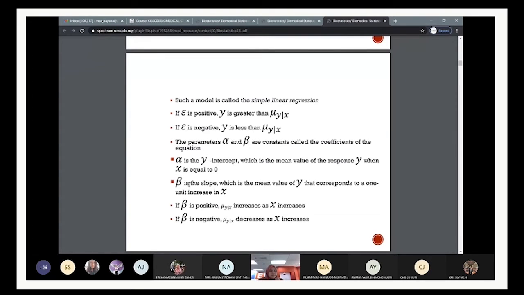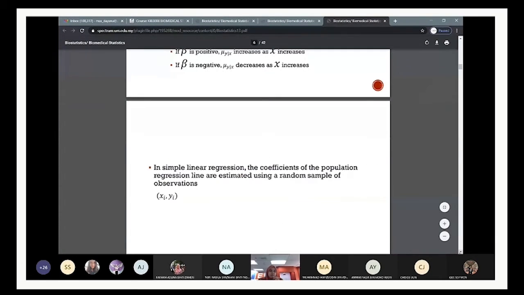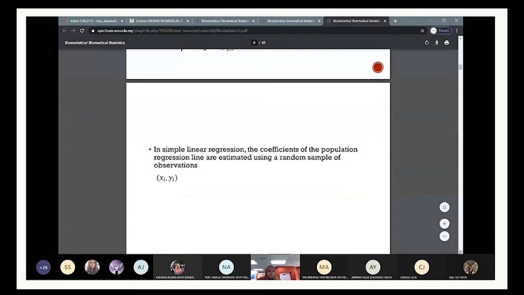If beta is positive, the value of predicted y increases as x increases, and if the value of beta is negative, the value of predicted y decreases as x increases. So in simple linear regression, the coefficients of the population are estimated using a random sample of observations.